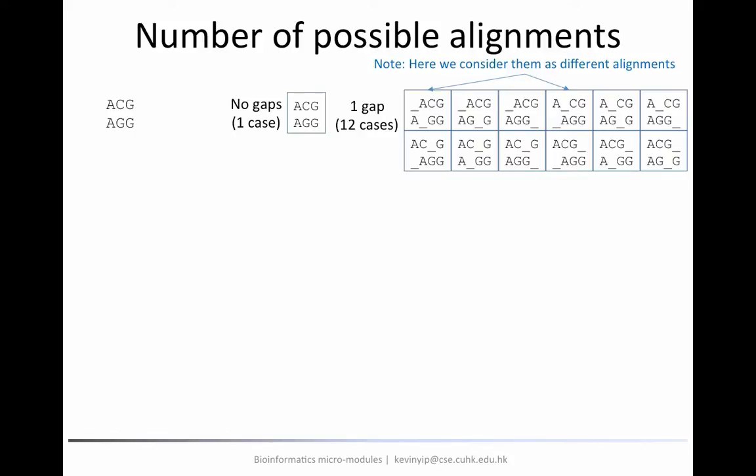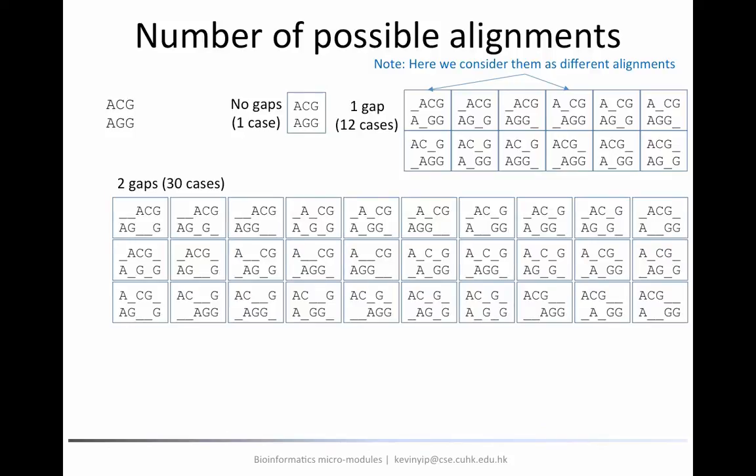Here, please notice that the first and the fourth alignments on the first row are considered different, even though they have the same way to align the characters in the two sequences. Later, we'll see that there are other possible definitions, but for now, let's use this simple definition. What if we want to add 2 gaps to the first sequence? We can do a similar analysis.